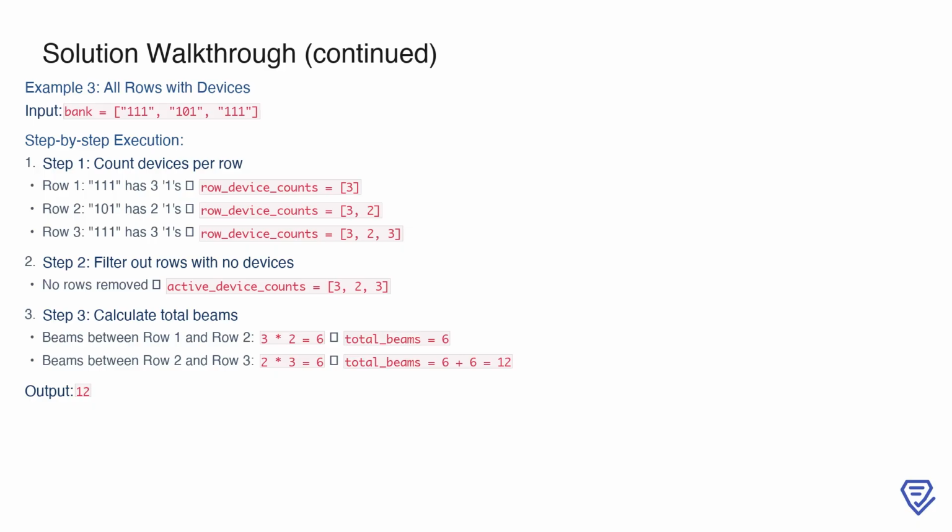Since all rows contain devices, no rows are removed, leaving us with active_device_counts equals 3, 2, 3. Now we calculate the total beams. Between row 1 and row 2, we multiply the counts, 3 * 2 equals 6 beams. Then, between row 2 and row 3, we calculate 2 * 3 equals 6 beams. Adding these together gives a total of 6 plus 6 equals 12 beams. The output for this example is therefore 12.